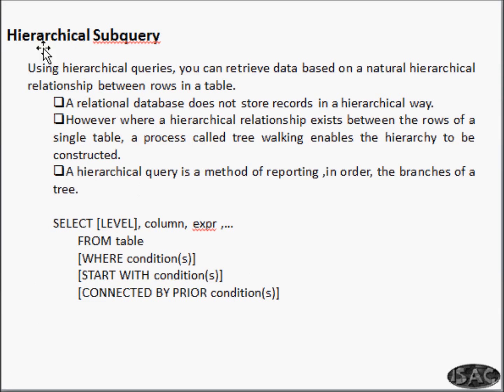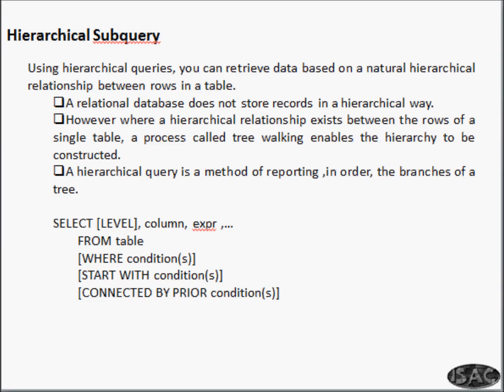Another topic is the hierarchical subquery. Using hierarchical queries, you can retrieve data based on the natural hierarchical relationship between the rows in a table. There are relationships between tables, right? A relational database does not store records in a hierarchical way. However, where a hierarchical relationship exists between the rows of a single table, a process called tree walking enables the hierarchy to be constructed. A hierarchical query is a method of reporting the branches of the tree in order.